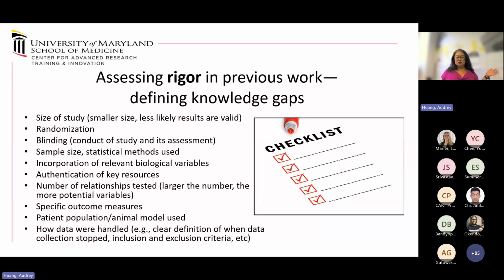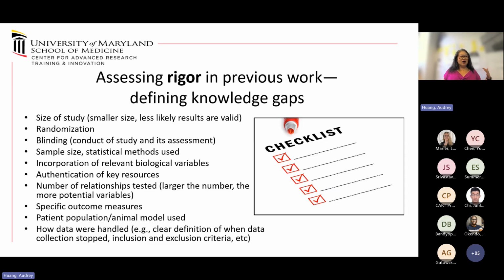Incorporation of relevant biological variables. Were the previous experiments well controlled? Were there uncontrolled variables? Are there more variables we could look at? Are the key resources authenticated? Were the appropriate number of relationships tested? Are the specific outcomes the right ones to measure for answering this question? Was the right patient population used or the right animal model used? Could there be a better patient population or a better animal model? Have things improved since the last conclusions were made about this field?